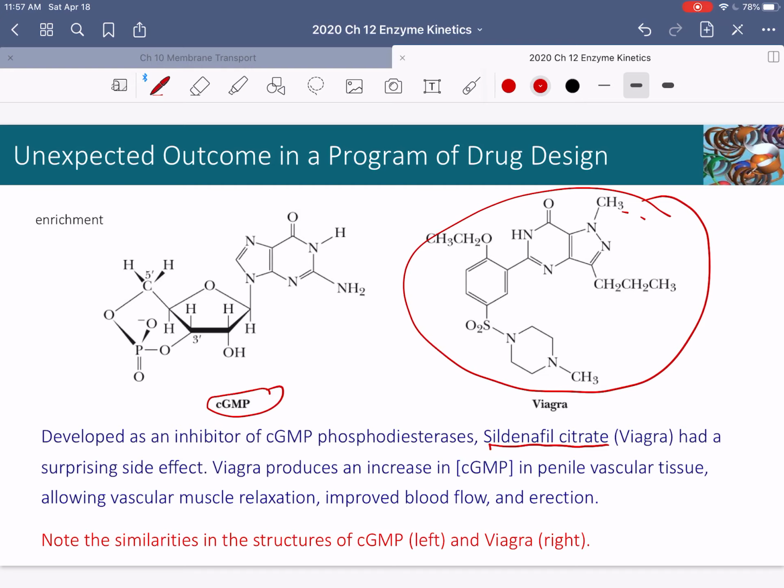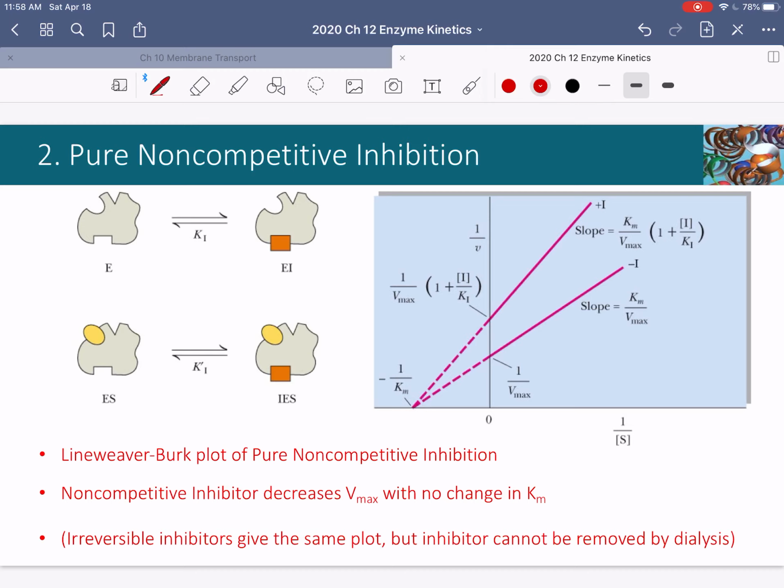And this is the inhibitor that they came up with that binds to the active site and competes with the real substrate. But it turns out that this phosphodiesterase inhibitor, which was made for cardiac problems, had a surprising side effect because it produces an increase in cyclic GMP, particularly in the vascular tissue of the penis, allowing the muscles to relax and improving the blood flow. And so that's how we got Viagra. All right, so that takes us to pure non-competitive inhibition, which will be the subject of our next video.